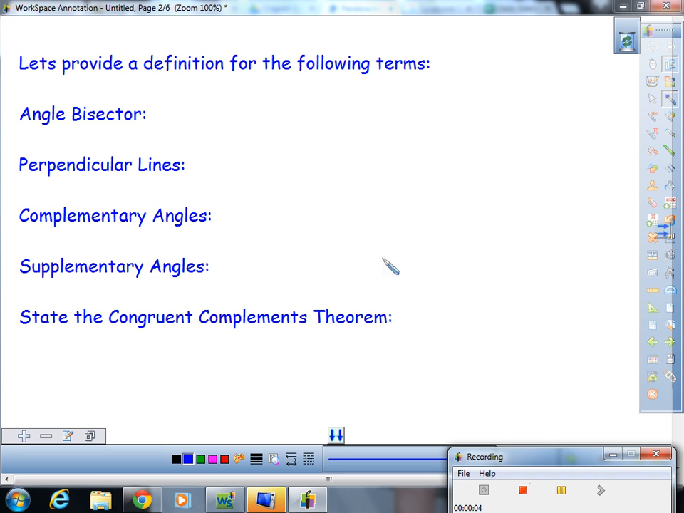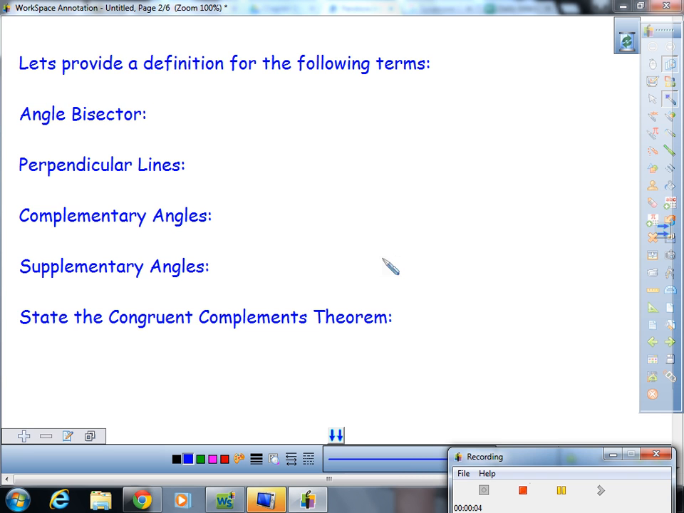And finally, the congruent complements theorem says if 2 angles are complementary to the same angle, then those 2 angles are congruent to each other. It also says that if 2 angles are complementary to congruent angles, then those 2 original angles must be congruent to each other. All of that is review. It should be in your notes. It absolutely is in your book, and it is also in the previous videos that you can see on the Blackboard site.